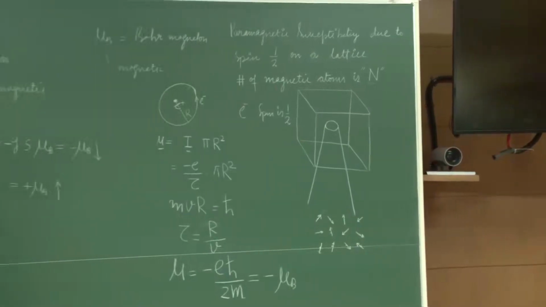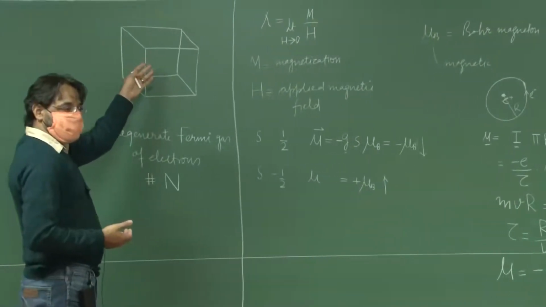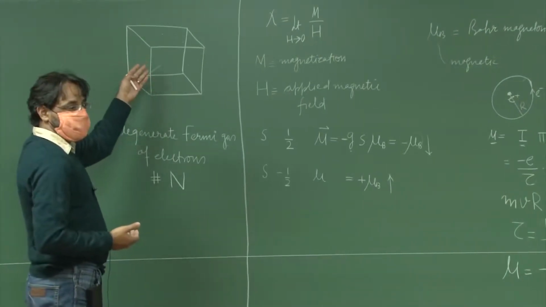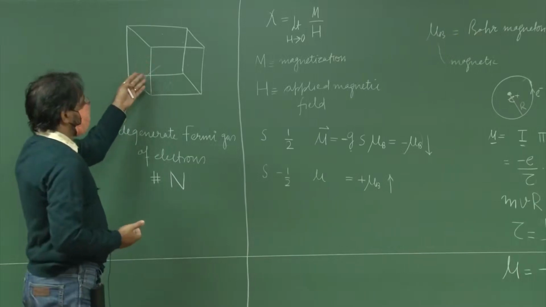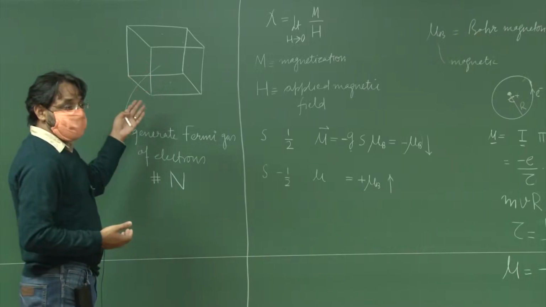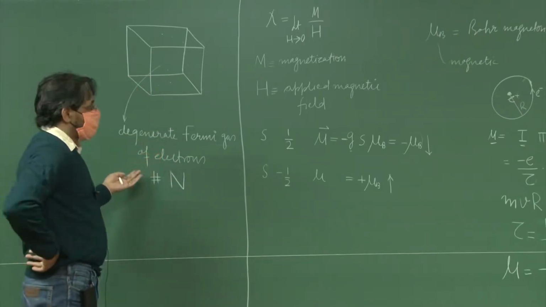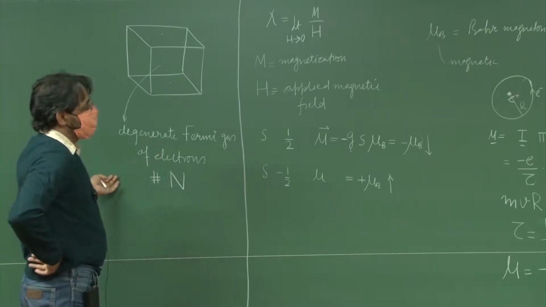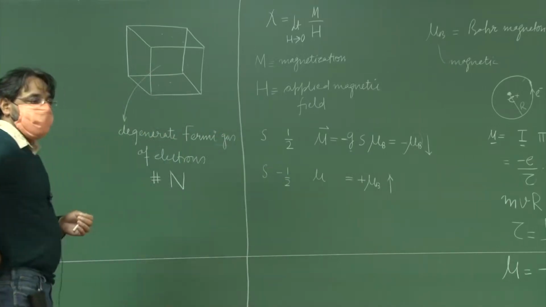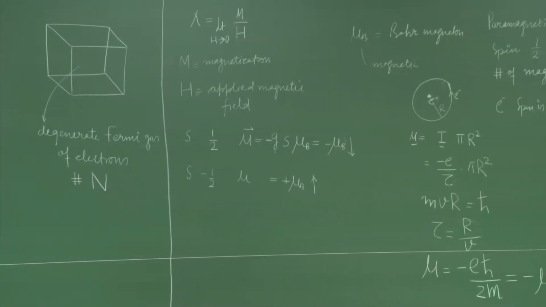You have spins. These electrons have spin 1/2 or minus 1/2 along the field direction, the projection of the spin. And this system will also acquire some finite magnetization when you apply an external magnetic field. The question I am asking is, in which of these two systems will the magnetization be more for a given temperature and for a given magnetic field?